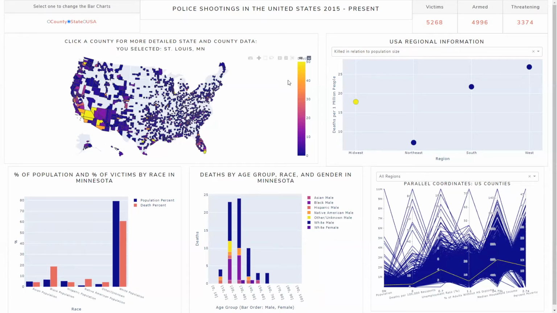So we chose to use a scatterplot to demonstrate regional information, such as, for this example, the number of people killed relative to population. And we actually found something surprising with this. We expected the South to have the highest proportion of people killed by police given population due to underlying factors such as racism and general gun culture. To our surprise, we found that the West was actually the most dangerous overall in this respect.